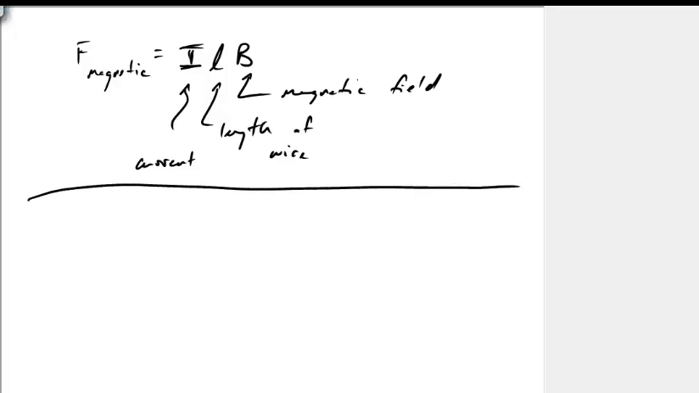So this is one equation. It's a very simple equation. It's not difficult to manipulate. Force is still measured in newtons. Current is in amps. Length is in meters. Remember, the magnetic field is measured in teslas.